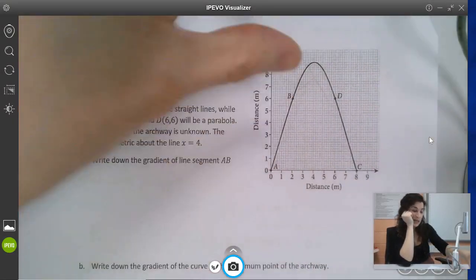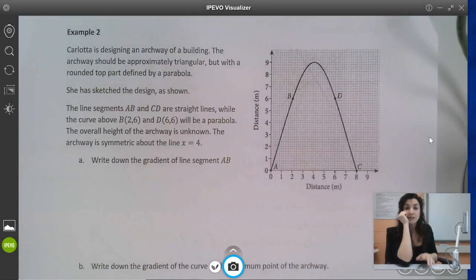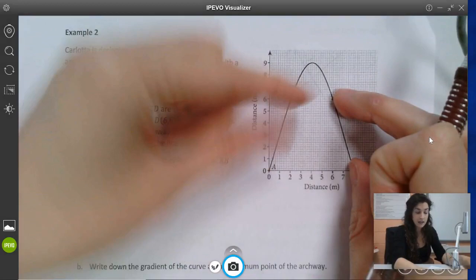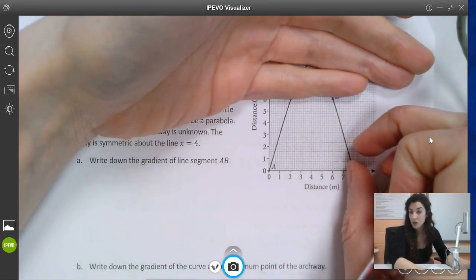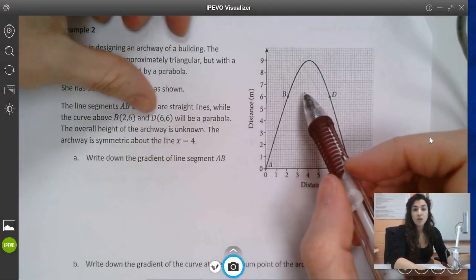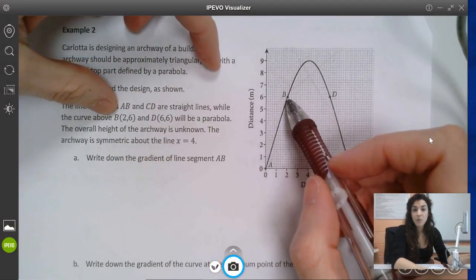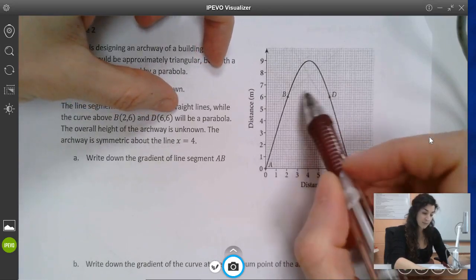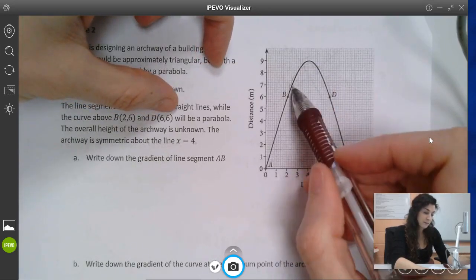The line segments AB and CD are straight lines, so these parts are not part of the parabola. They are in fact just a line with a constant slope. While the curve above, which starts at B, which is (2, 6), and D, which is (6, 6), will be a parabola. So between here and here, we have a parabola.